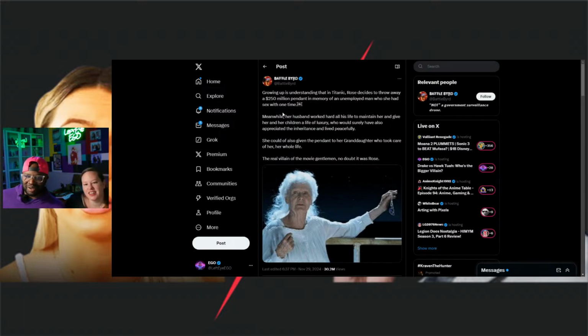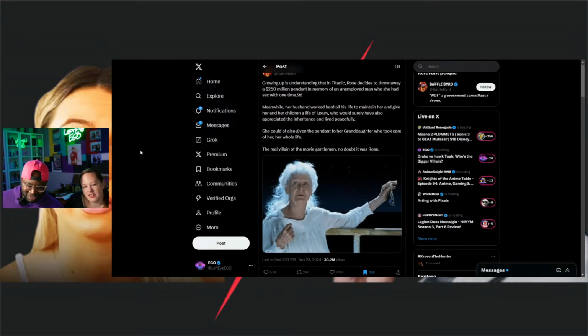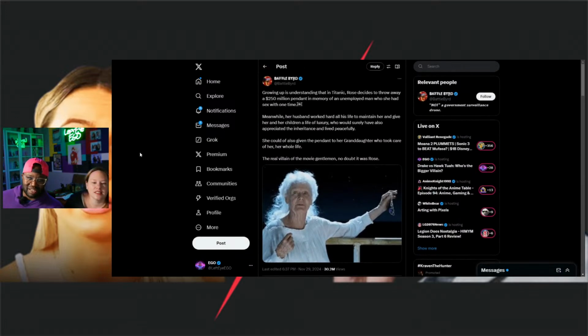So it says, growing up is understanding that in Titanic, Rose decides to throw away a $50 million pendant in memory of an unemployed man who she had sex with one time. Meanwhile, her husband worked hard all his life to maintain her and give her and her children a life of luxury, who would surely have also appreciated the inheritance and lived peacefully. She could have also given the pendant to her granddaughter, who took care of her whole life. The real villain of the movie, gentlemen, no doubt, is Rose. Facts. Think about that.